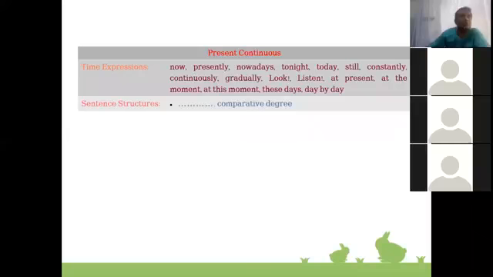Now we have present continuous. Now we have some other time expressions that we will use with the present continuous tense. Have a look at these time expressions and tell me if there is any word that is unknown to you.